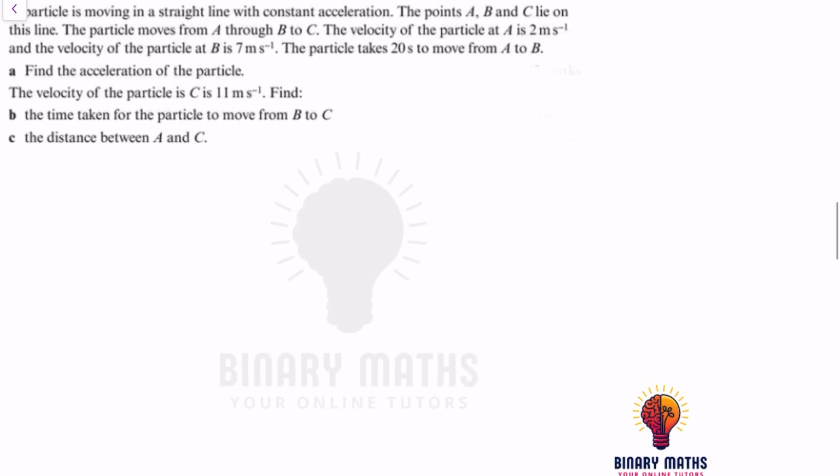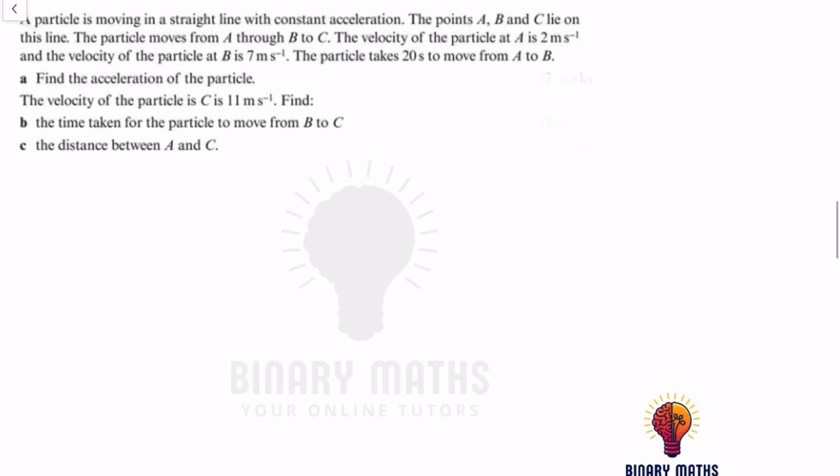Okay, next question. A particle is moving in a straight line with constant acceleration. The points A, B, C lie on this straight line. The particle moves from A to B through B to C. The velocity of the particle at A is 2 meters per second. The velocity at B is 7 meters per second. The particle takes 20 seconds to go from A to B. Find the acceleration of the particle.